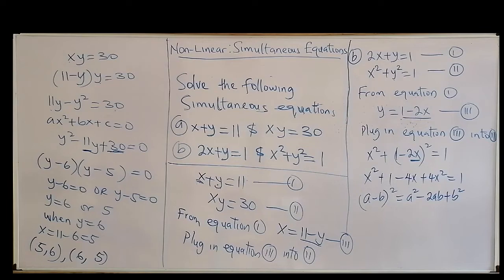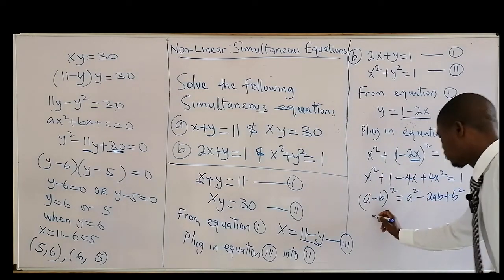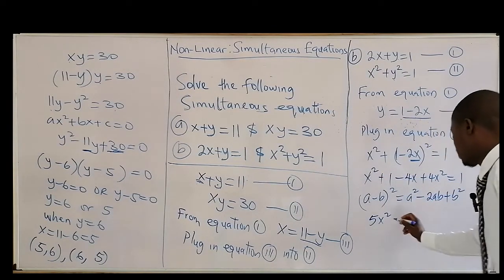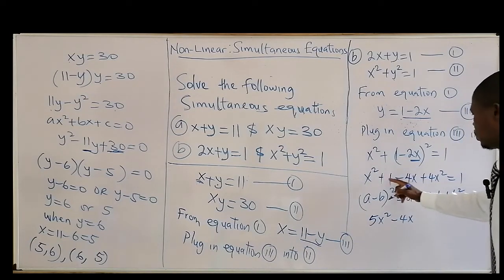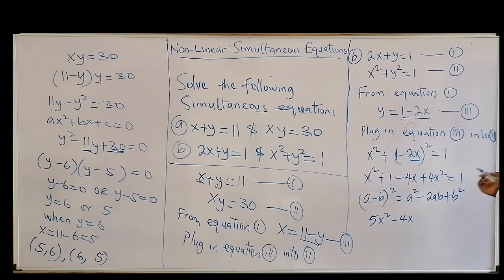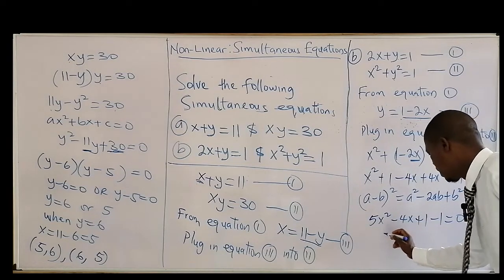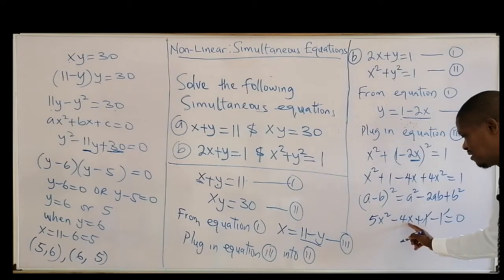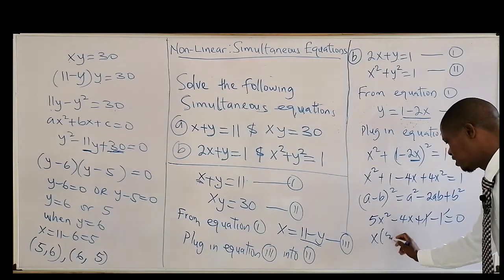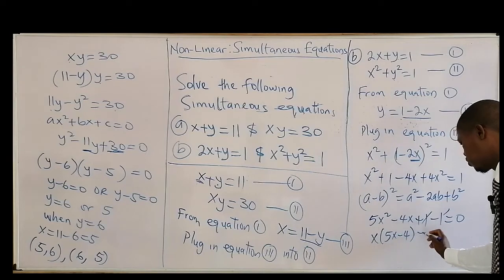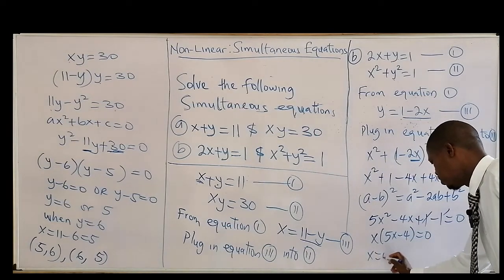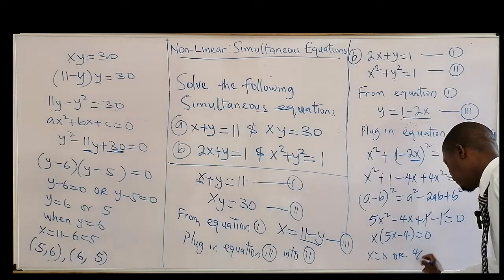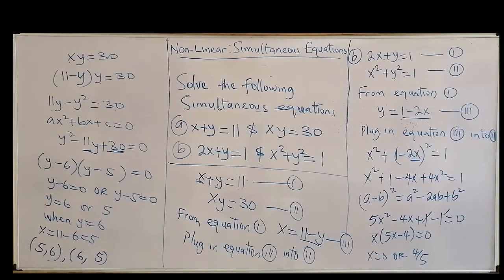So that's what I use for this expansion. Then x squared plus 4x squared is 5x squared, then minus 4x, plus 1. Move the 1 to the left-hand side, minus 1 equal to 0, so the 1s cancel out. I'm having 5x squared minus 4x equal to 0. x is common, so you can factorize that: x times 5x minus 4 equal to 0. So x is equal to 0 or 4 over 5. That's my x value.